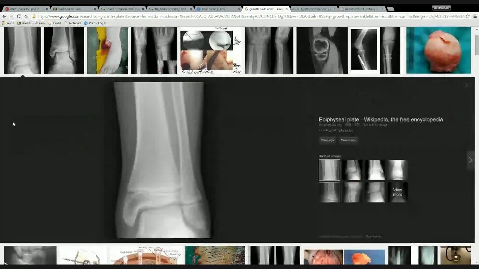Oh, there we go. This is the one from the Wikipedia page. So we can see even more definitively that there's a line right there, a line right there. I think you can really get the sense that that's a real gap. There's a space between the epiphysis and the diaphysis in the fibula there. The tibia being a thicker bone, you can't see that gap quite as easily, but it is there.